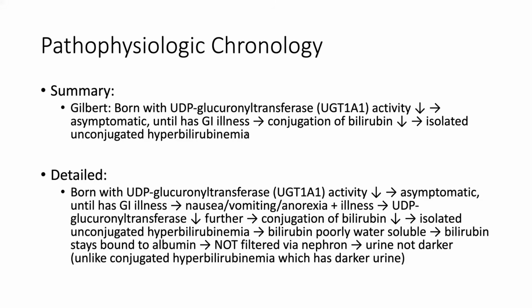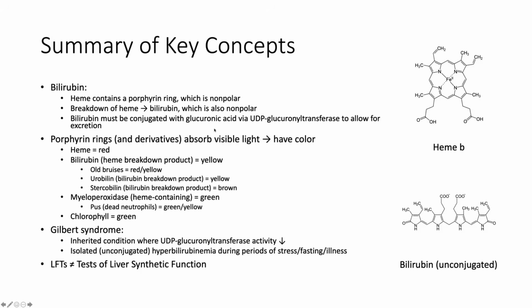So if the idea of conjugated versus unconjugated or direct and indirect and all this stuff confuses you, this is the lesson for you. Also, if you're confused about AST and ALT and all that stuff, this is it. That's what we're going to talk about. So, summary of key concepts.